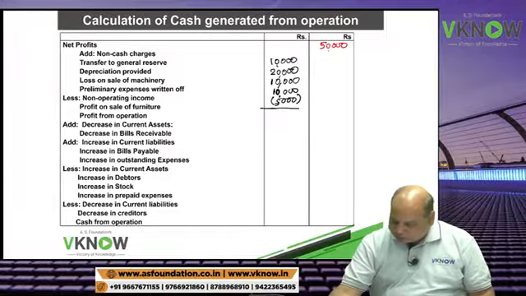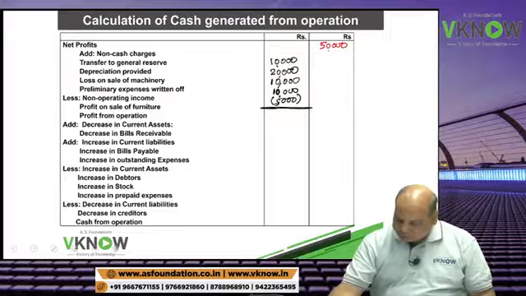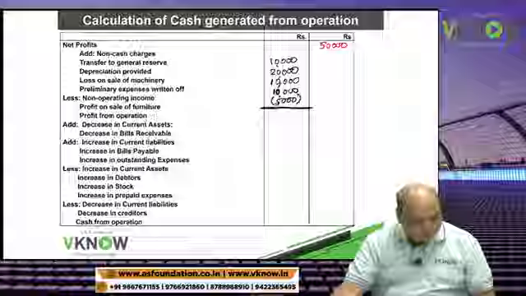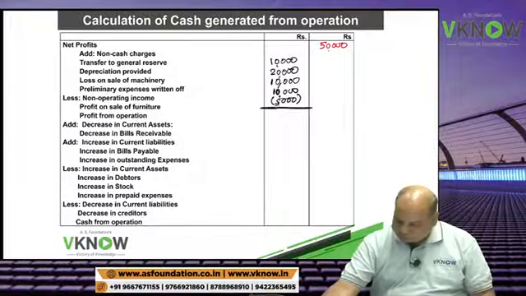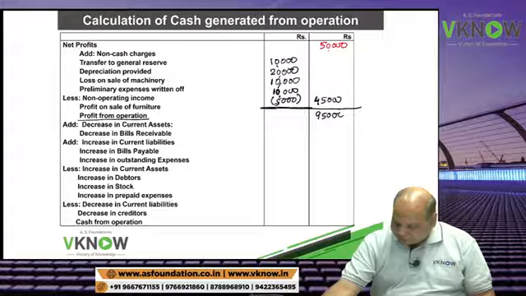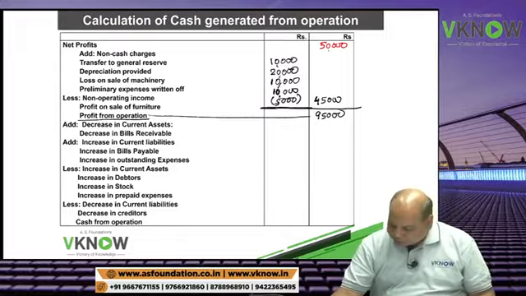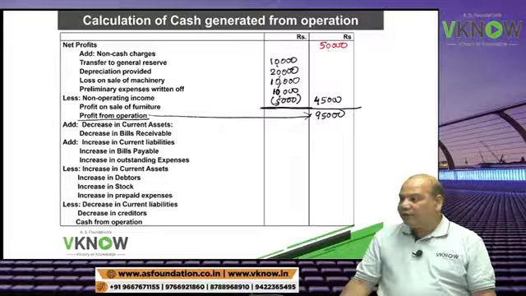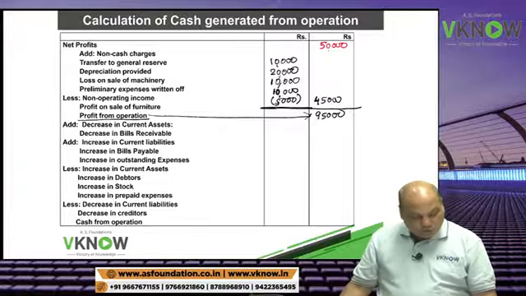These five items, you take the total and write in the outer column. 10 plus 20 plus 10 plus 10, 50, and 5 minus, so this is 45,000. This is called profit from operation. Profit from operation 95,000. Now come to your question.